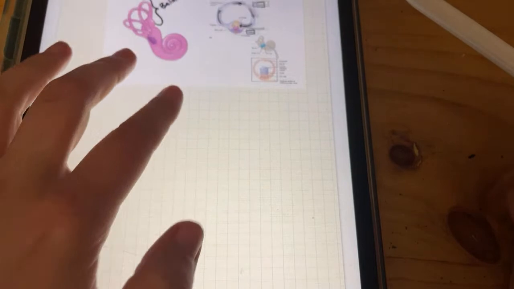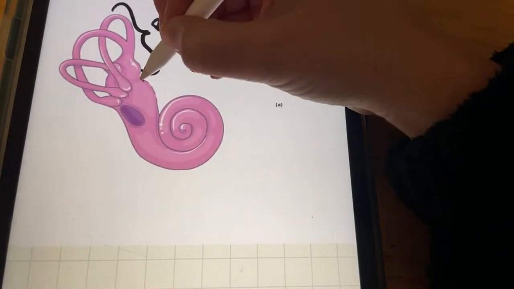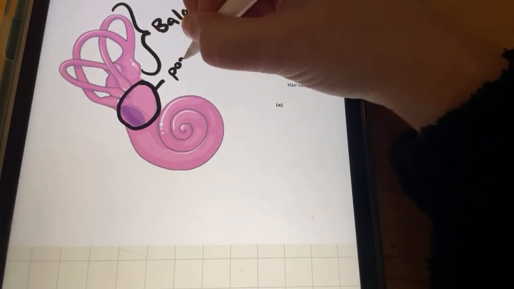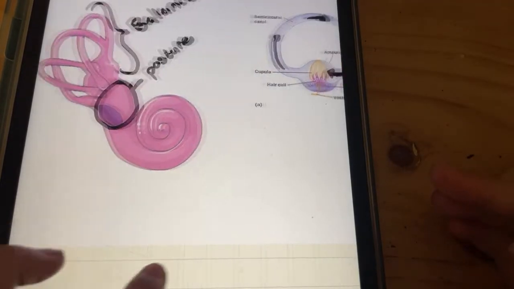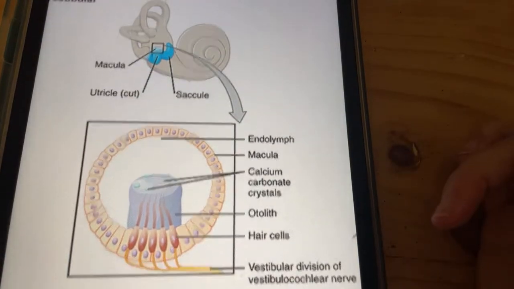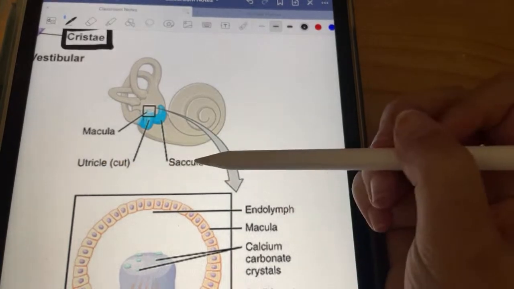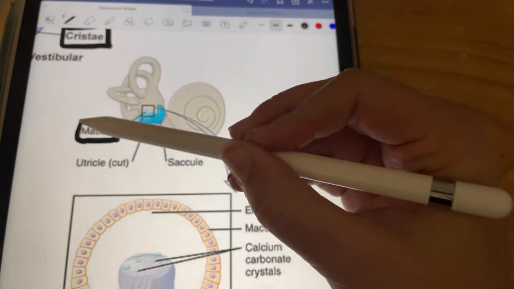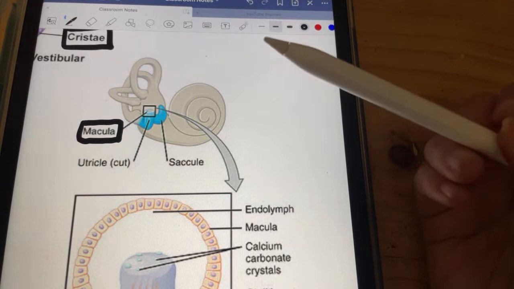And now we're going to talk about the utriculus and sacculus. The utriculus and sacculus sit in this swollen area over here, and they are responsible for posture. If I scroll over to the side, you can see what I'm talking about. You have two, the utricle and the saccule, and inside of them you have their receptors called the macula or the maculae. It's just a plural versus singular.